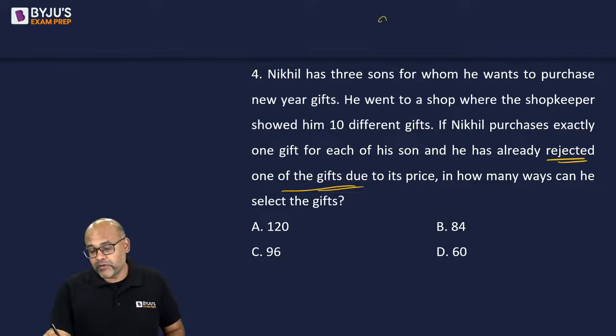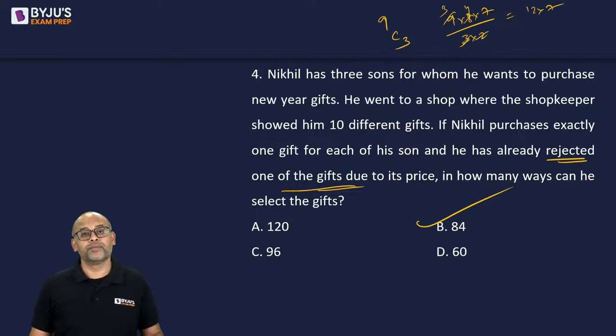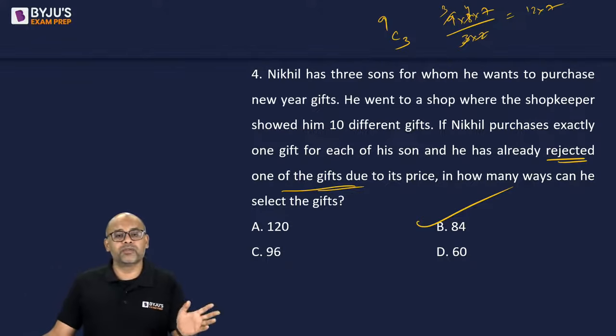So basically you now have only 9. So basically it is 9C3. That's all. 9C3 is 9 into 8 into 7 by 3 into 2. So 2 goes 4 times, 3 goes 3 times, 12 into 7, which is 84. So there is hardly any difference between the previous question and this question.